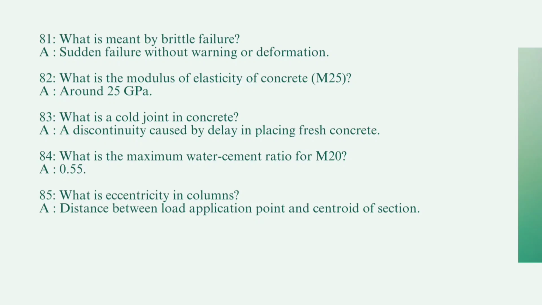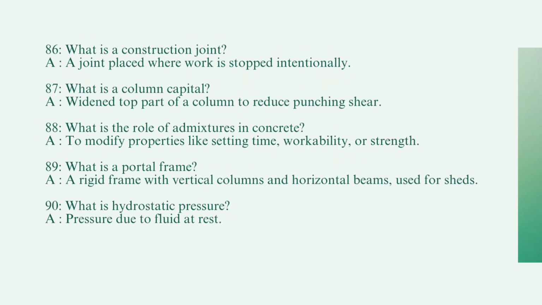The next is, what is a cold joint in concrete? And answer is a discontinuity caused by delay in placing fresh concrete. The next is, what is the maximum water cement ratio for M20 grade of concrete? And answer is 0.55. The next question is, what is eccentricity in column? And the answer is distance between the point of application of load and the centroid of a section.